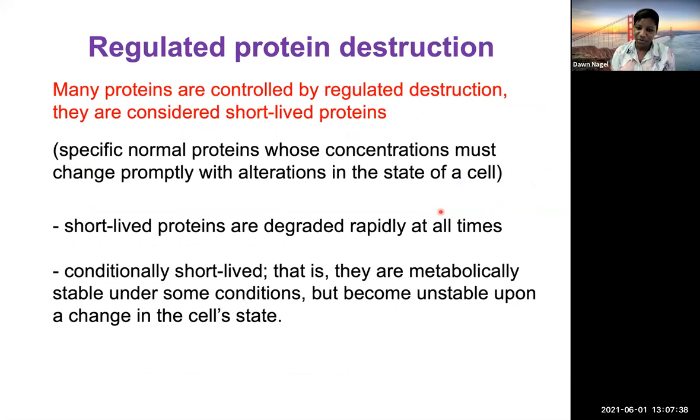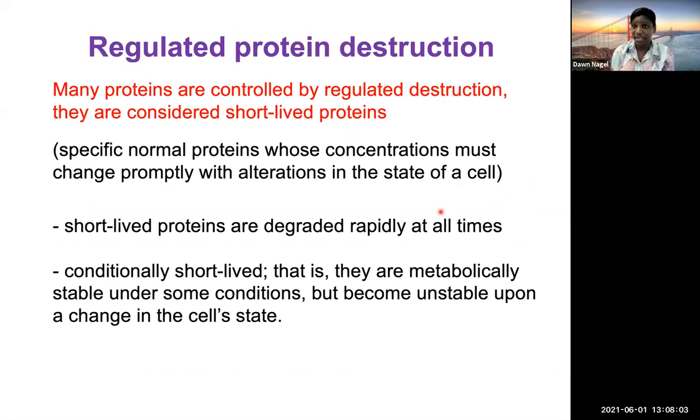In the cell, sometimes you want to turn over protein very quickly, okay? So this type of destruction is referred to as regulated protein destruction, okay? So these are proteins that you only want to be produced at a certain time, and then you don't want it to be produced anymore, okay?